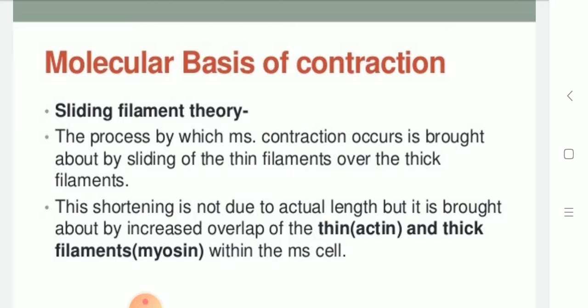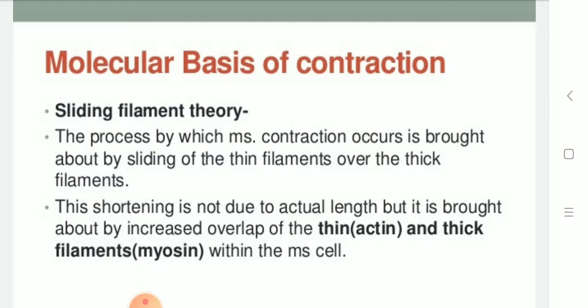The process by which muscle contraction occurs is brought about by sliding of the thin filaments over the thick filaments. I repeat, the process by which muscle contraction occurs is brought about by sliding of the thin filaments over the thick filaments. This shortening is not due to actual shortening of length, but it is brought about by increased overlap of the thin actin and thick filament myosin within the muscle fiber.